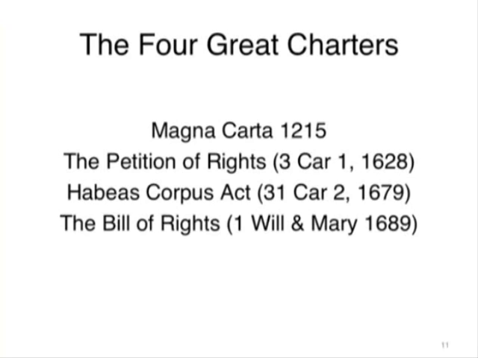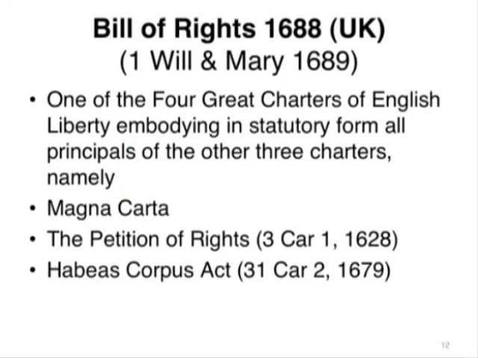The Bill of Rights, 1689, the most historical bill we have, and the history of that is really important. Next one, mate. Bill of Rights, 1688, one of the four great charters of English liberty embodying in statutory form all principles of the other three charters, namely Magna Carta, Petition of Rights and Habeas Corpus. Each act embodied the other one, kept bringing it in. When you take the Crown out, you cut all this off. You've cut off a lot of your liberties. Remember what I said, if you sleep on your rights, you'll lose them.